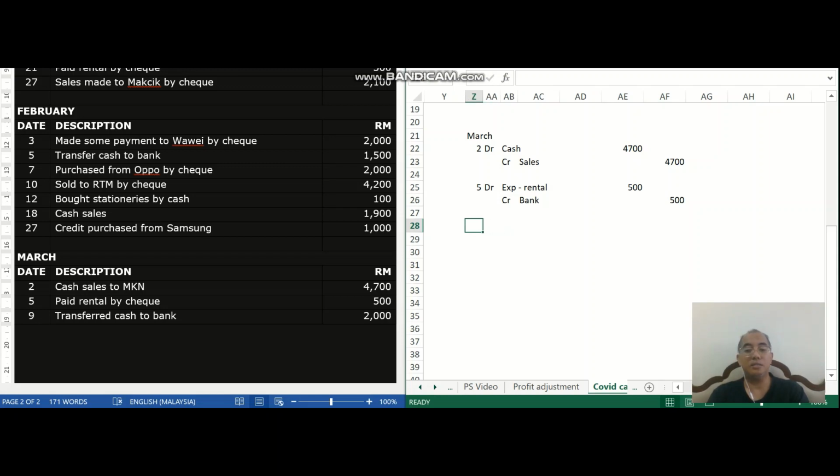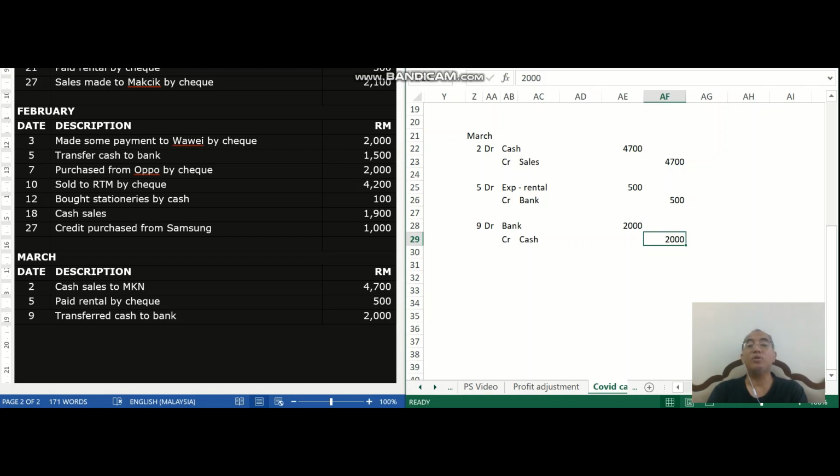And last is on the 9th. Okay, let me do the direct debit first. Transfer from cash to bank. So you take money from cash, goes to the bank. So of course the bank will increase by how much? 2,000. And credit cash 2,000.